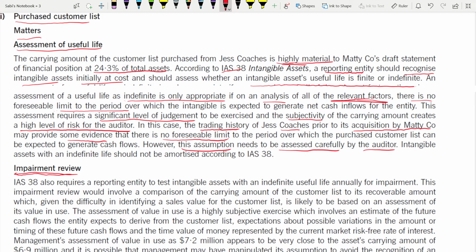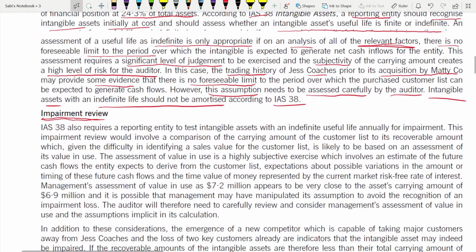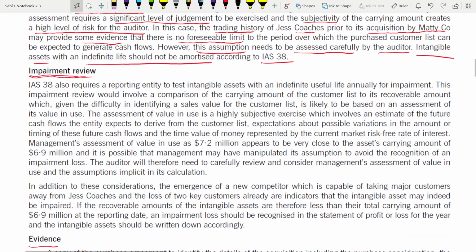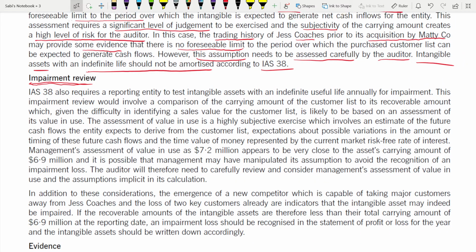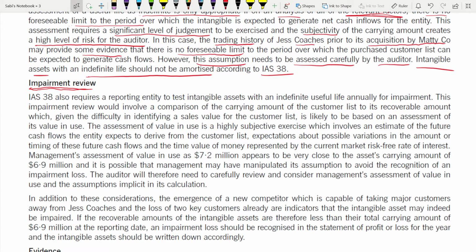Okay, and finally, you are giving a conclusion. Intangible assets with indefinite useful life should not be amortized according to IS 38. You don't amortize it, but impairment review, you have to do it. That's why the next matter is impairment review. So IS 38 also requires, now we are talking about impairment review. What does IS 38 say on that? It requires the reporting entity to do what? Test the intangible assets with indefinite useful life annually for impairment.